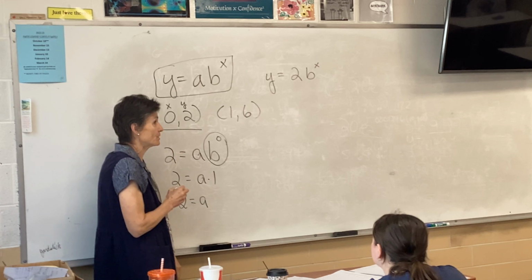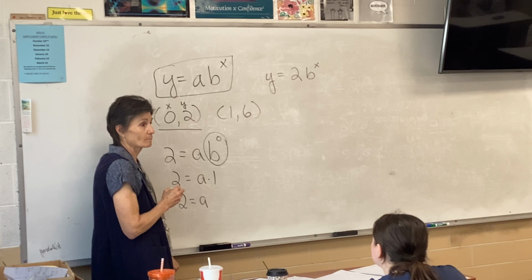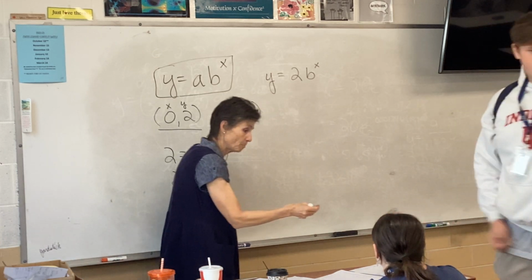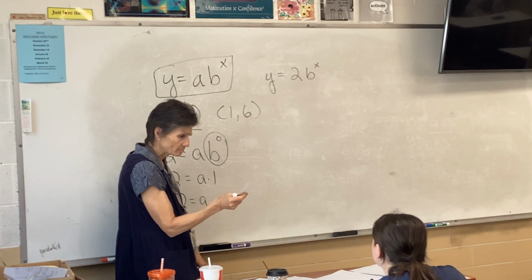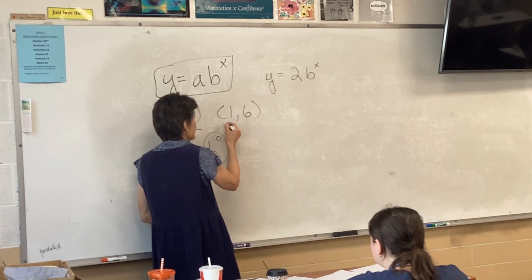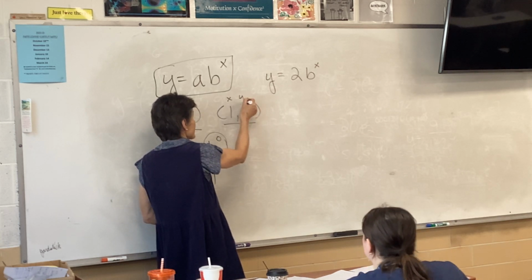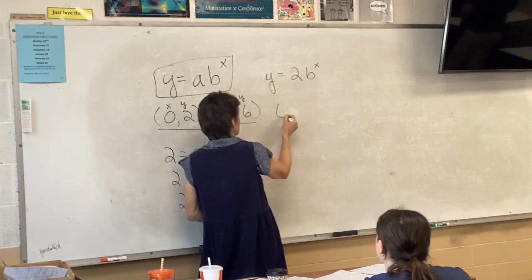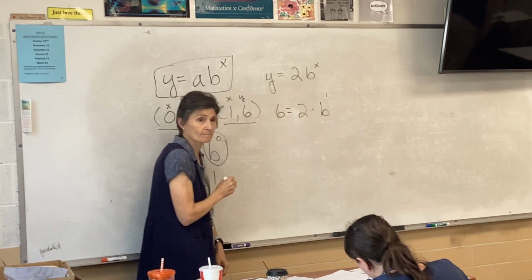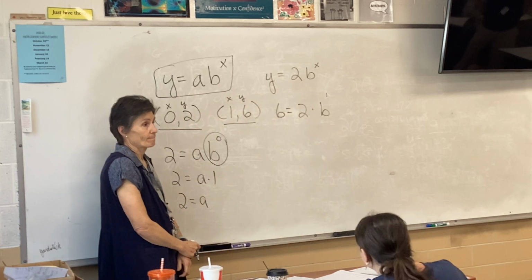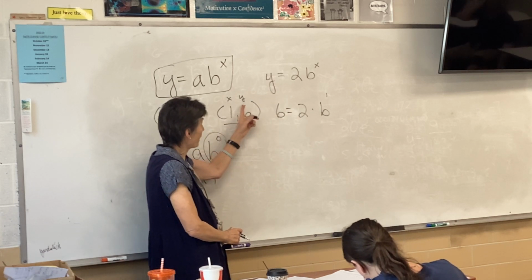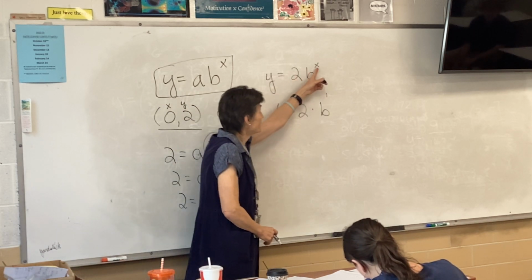Now what do you think I'm going to do? Plug in the other one. Now I'm going to go to the other point right here. And this is an X and this is a Y. So 6 equals 2 times b to the first. Remember, your point is X and Y. So we're putting in Y and X.